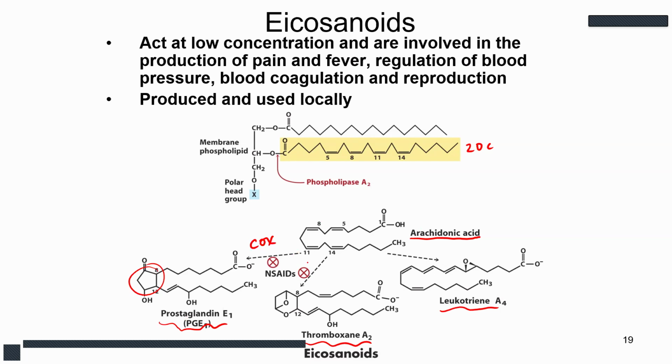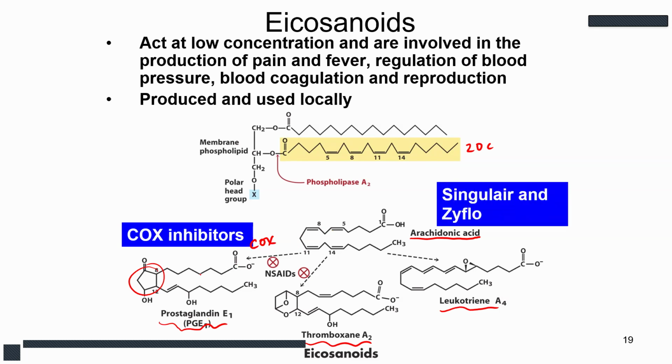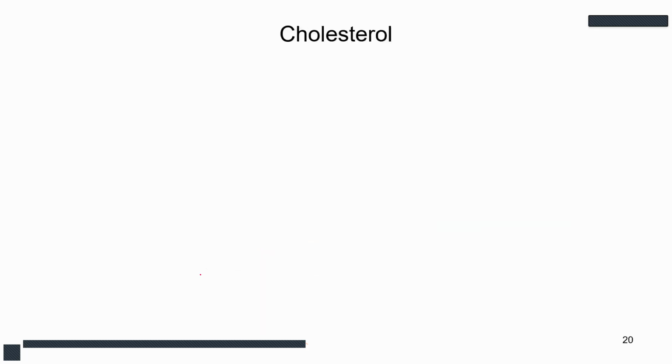What this is showing right here is that NSAIDs, or non-steroid anti-inflammatory drugs, block the formation of these prostaglandins and thromboxane. So they block this cyclization of arachidonic acid. So they prevent the formation of this, and thereby they prevent that fever from becoming an issue. These are known as COX inhibitors. So your non-steroid anti-inflammatory drugs are COX inhibitors. They block that cyclization. Examples of this are Singulair and Zyflo.